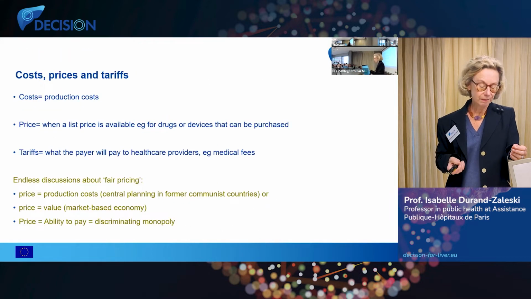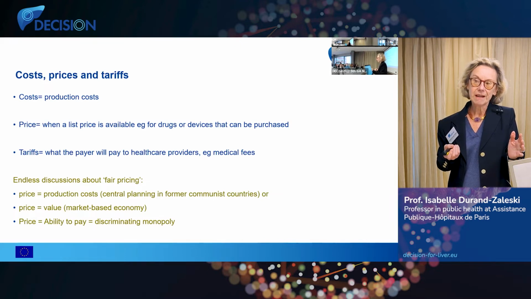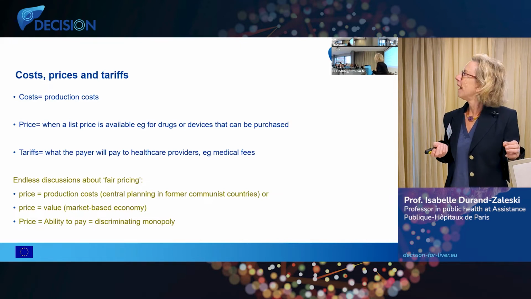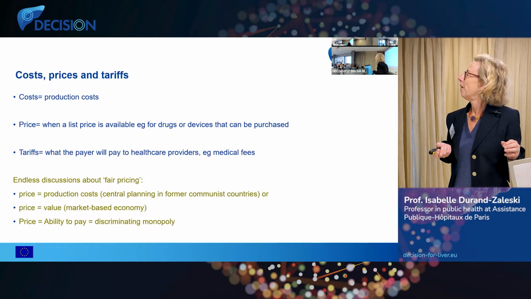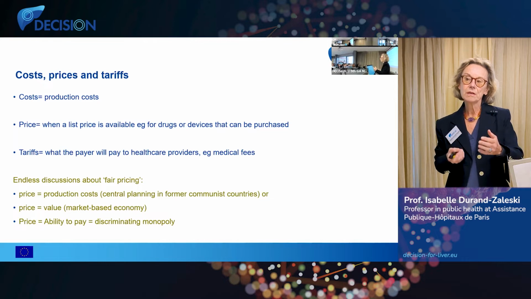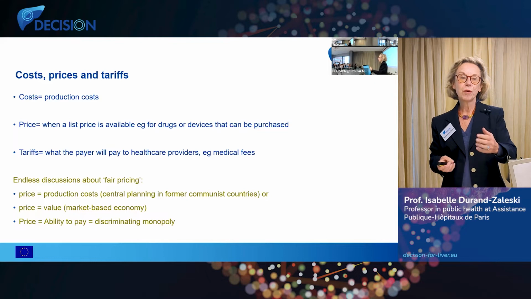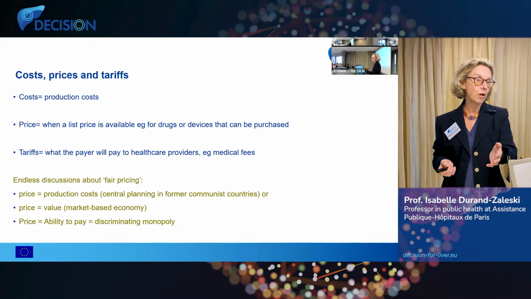So now costs. There are 3 words which are not synonyms: cost, price, and tariff. And also the notion of value is something different. So when we say cost in an economic evaluation, we usually mean production costs. But these are sometimes not available. So we will use price. For a drug, it's the list price.